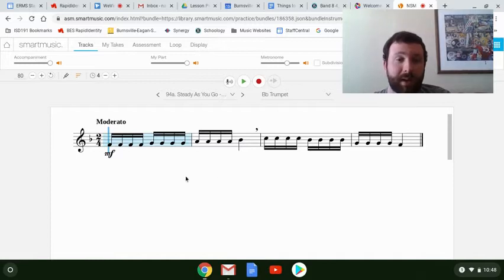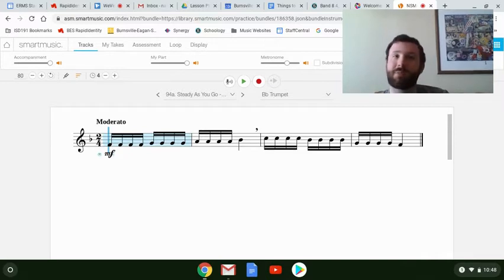I have number 94 pulled up. This is part A. Unfortunately, it doesn't have them together like it does in the blue book. If you want to pull out your blue book to see that duet, that might be really helpful for you. But in SmartMusic, there are two separate numbers, and 94A would be the A part.